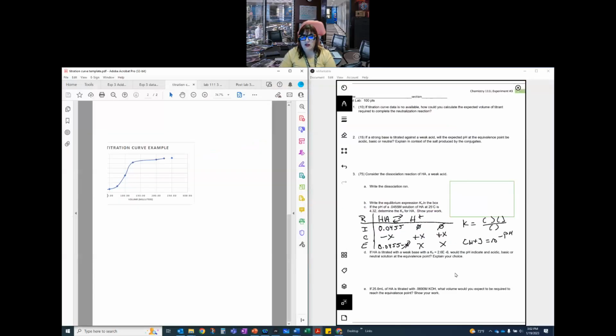That's what they're asking you, right? So if it's below 7, it's acidic. If it's above 7, it's basic. If it's 7, it's neutral. So that's what they're asking you to do there, is compare Ka and Kb to determine if the equivalence point is at 7, above 7, or below 7. Okay.